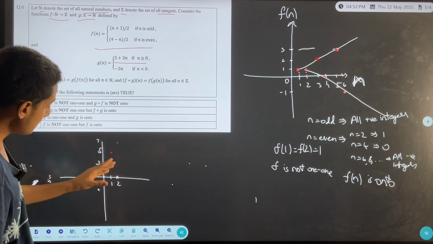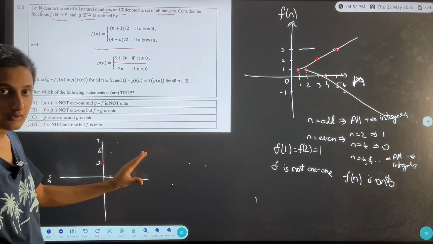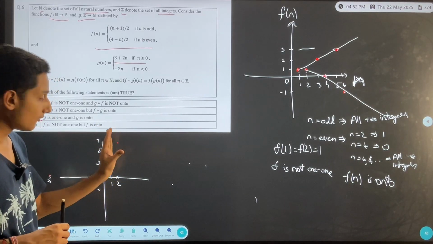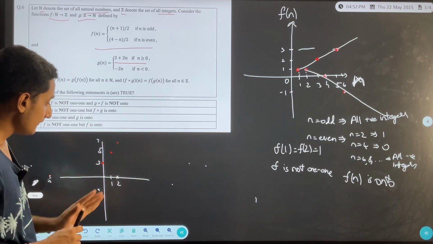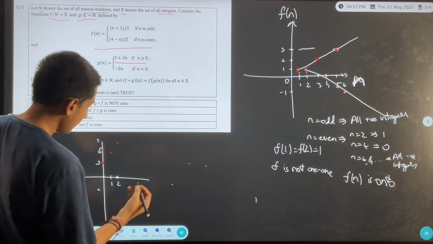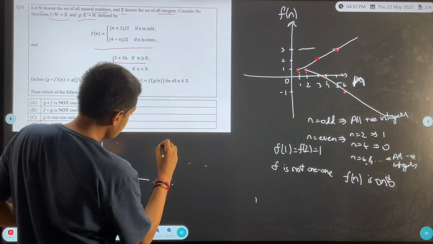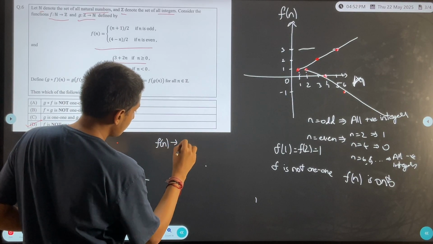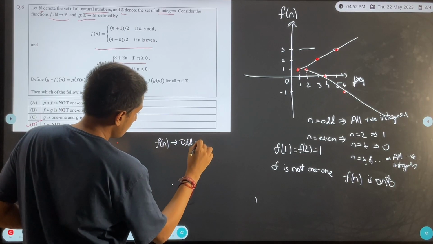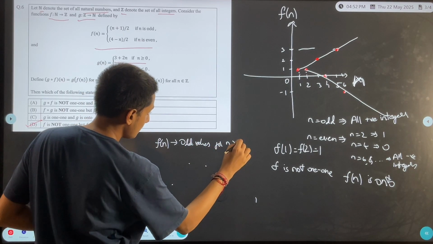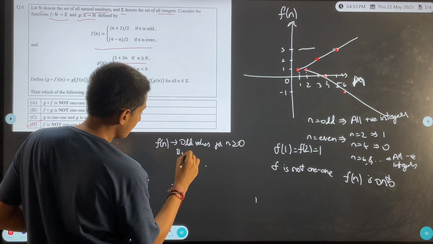So as you can see, if I take any positive integral value of n, then I will get all the odd values on this side. This will become important as we'll see later. So we can just say that g of n will give odd values for n greater than or equal to 0, but it won't give 1.